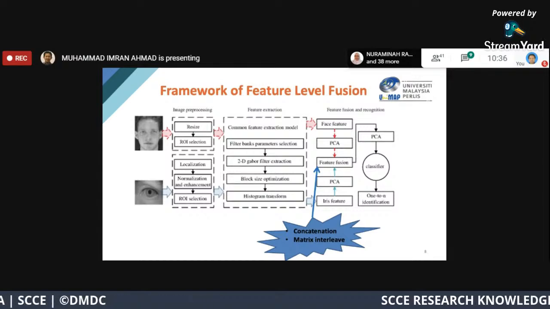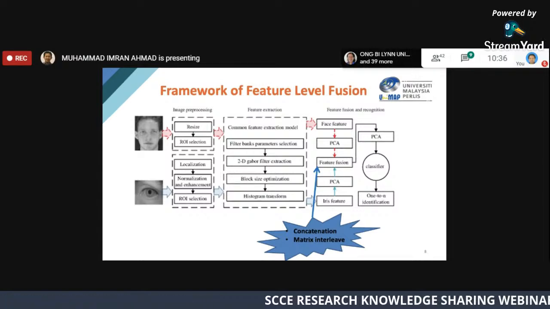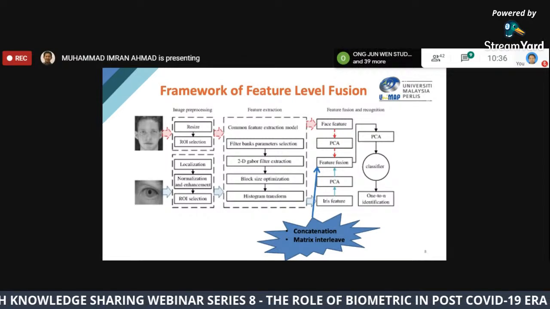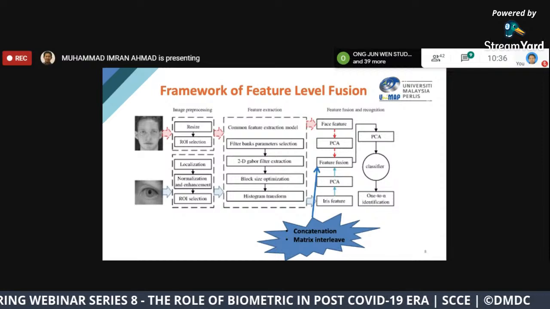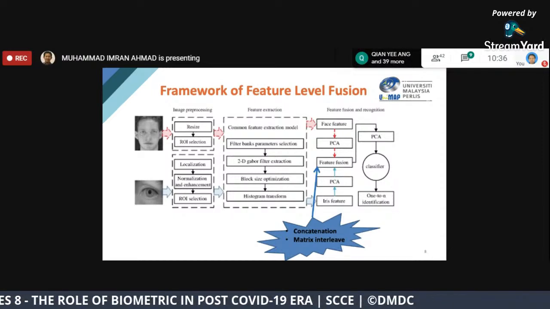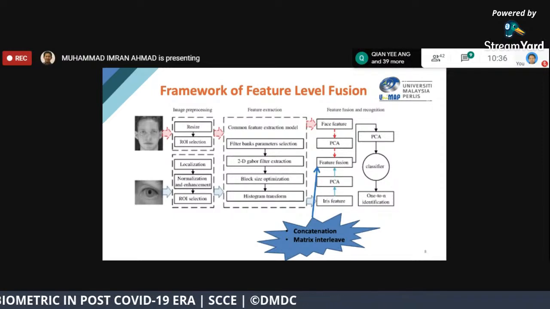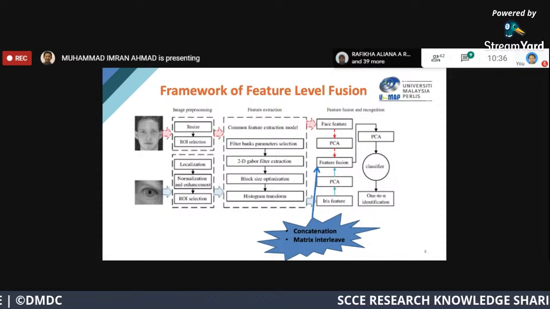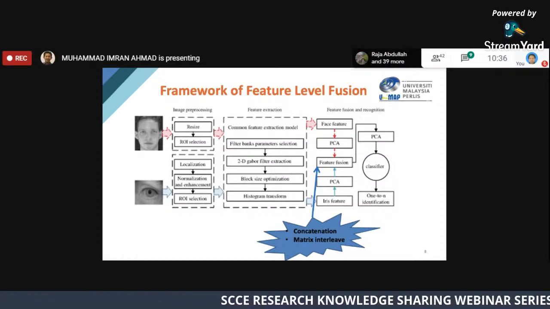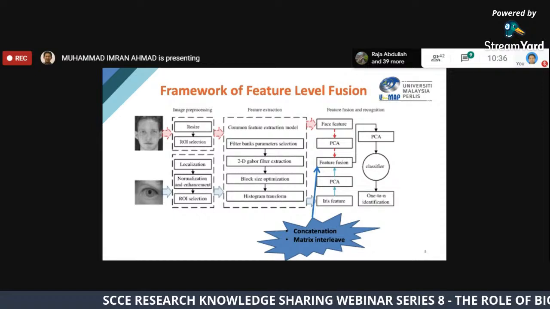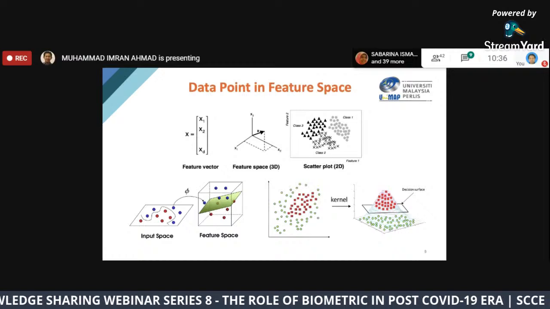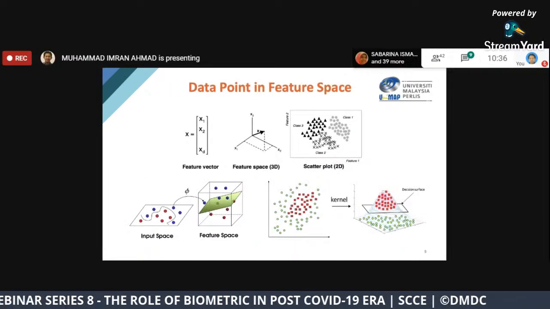Okay, another technique is matrix interleave. Matrix interleave is another technique that is still concatenation, but they try to do the concatenation in a different way. So maybe you think, what's the purpose of concatenation? Why do you need to combine this information? The reason is that when we combine this information, we can have a better class separation in the feature space. So in the feature space, you can imagine like this.